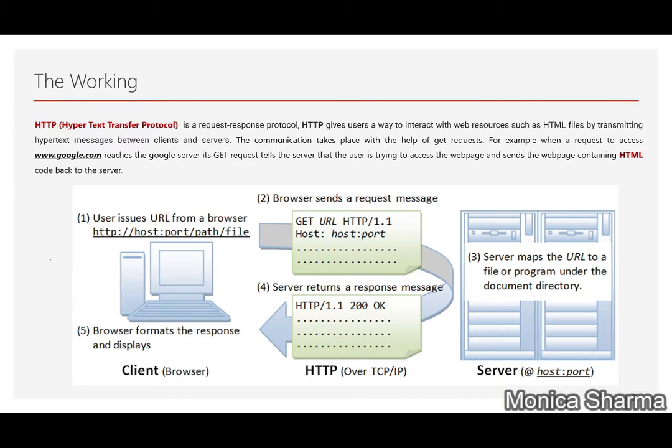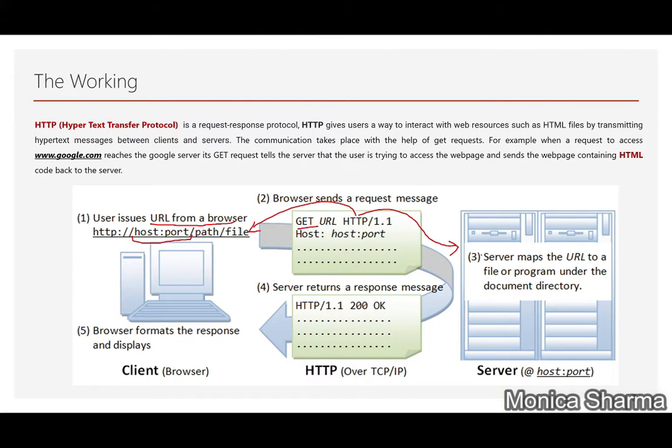Let's just try and understand this with the help of this picture here. So the very first step is the user issues a URL from a browser. This URL is, for example, written here as http://host/port/file. Now this host:port will be something like www.google.com, for example. Then the browser sends a request message. This is a GET message. This URL, which is fetched from the previous step, is sent forward with the help of a GET message to the server.